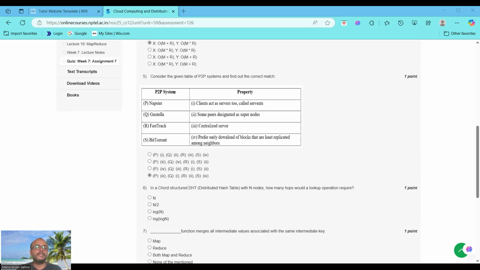Napster uses a centralized server for indexing peers, which downloads from each other. Then Gnutella is fully decentralized, peers act as both clients and servers, not supernodes. Then what about FastTrack? FastTrack uses supernodes, okay, for efficiency. BitTorrent employs a rarest-first policy. Okay, so D, we can choose as the option here.